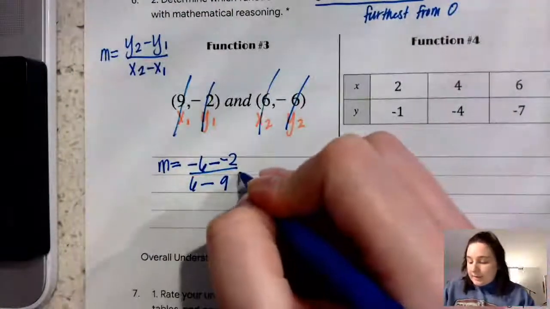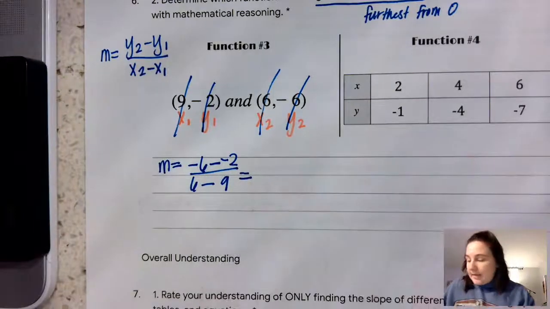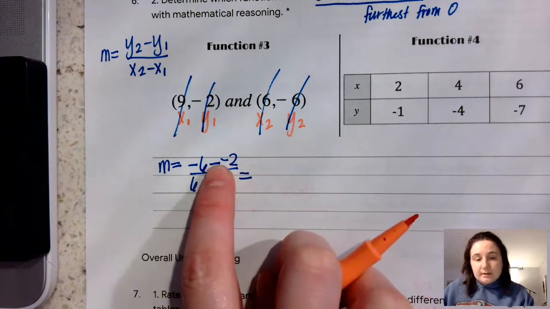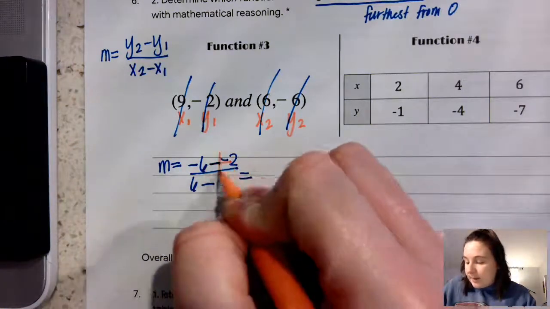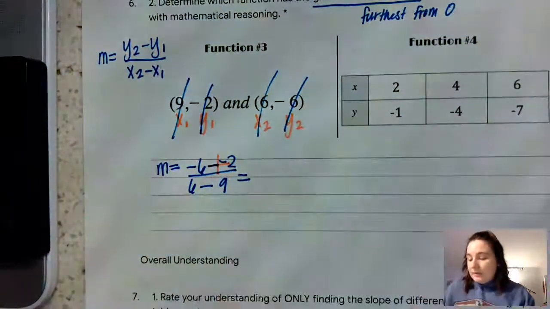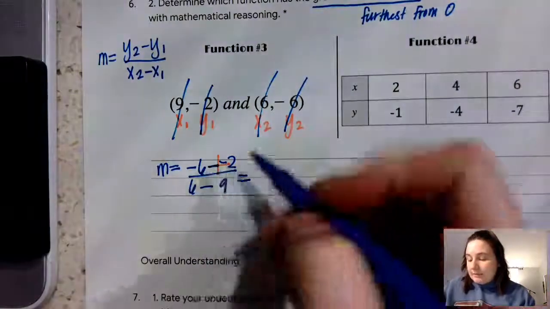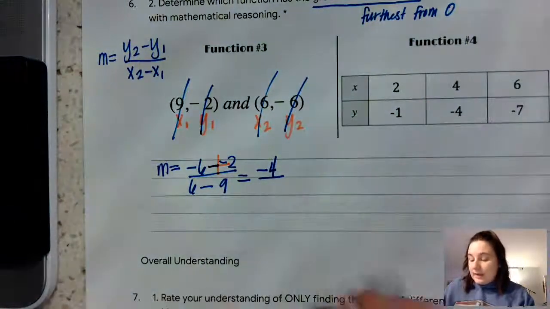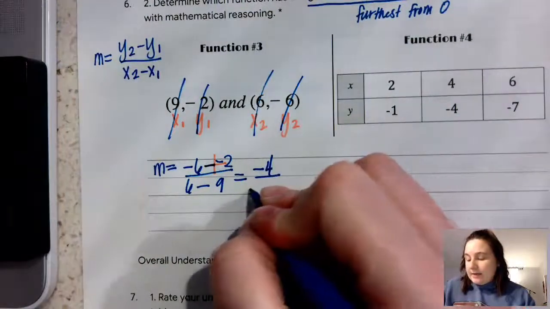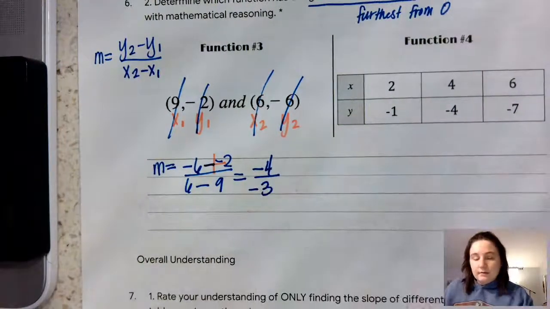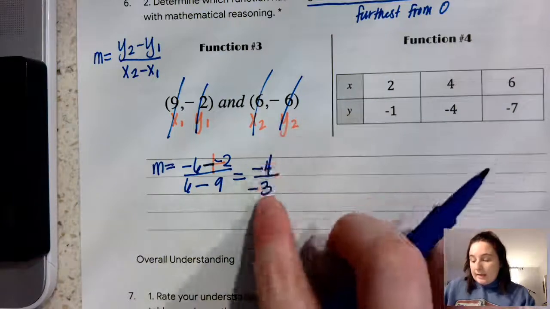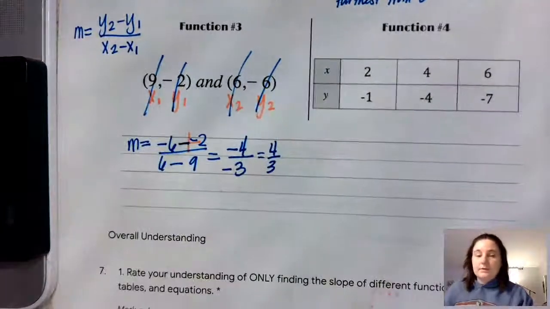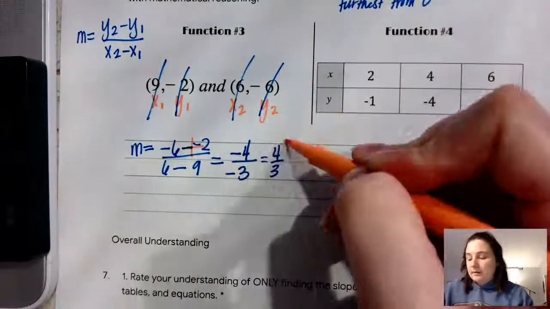And so now I want to simplify this, and I can type this whole thing in my calculator, or I can do this part in my head. So minus a negative is a positive. And so we get -6 plus 2 is -4. And 6 minus 9 is -3. And a negative divided by a negative is a positive 4/3. So that is my slope for this function.